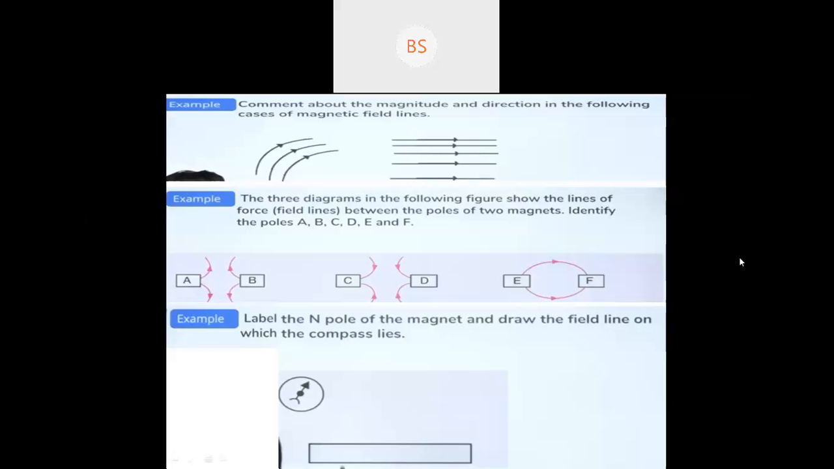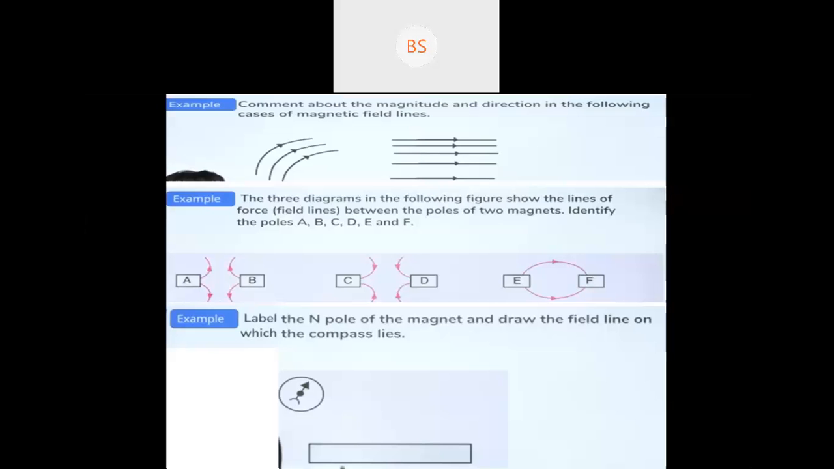Coming to the second question: the three diagrams in the following figure show the lines of force, that is magnetic field lines, between the poles of two magnets. Identify the poles A, B, C, D, E and F. You need to understand the question clearly. They have given three diagrams here, 1, 2 and 3, showing the magnetic field lines.